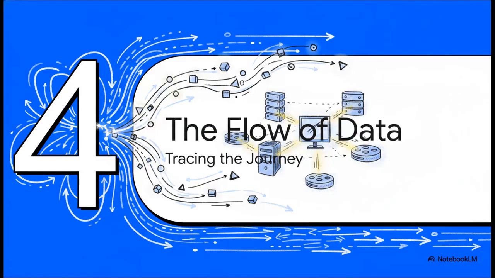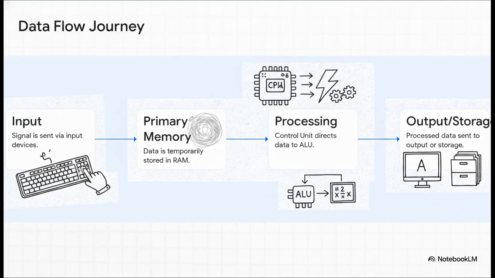Section 4, the flow of data, tracing the journey. So how do all these parts actually talk to each other? Let's diagram the flow of signals and track a single keystroke. When you press a key on your keyboard, an input signal is sent and temporarily stored in the primary memory, the RAM. From there, the CPU's control unit steps in.